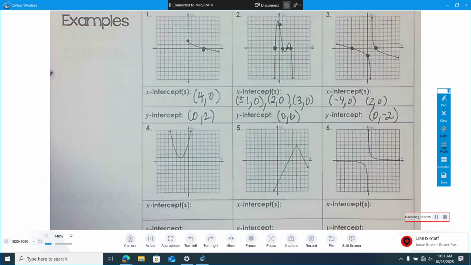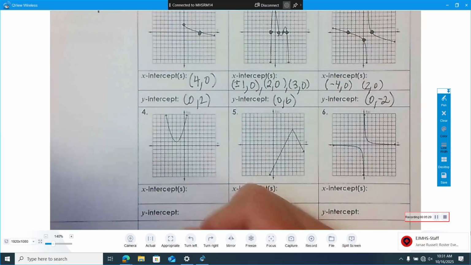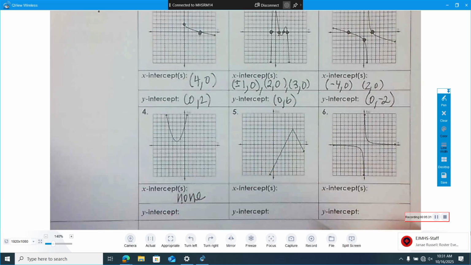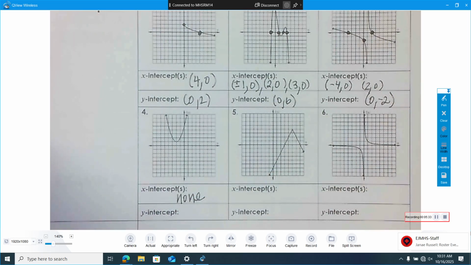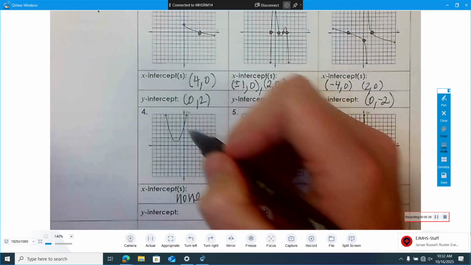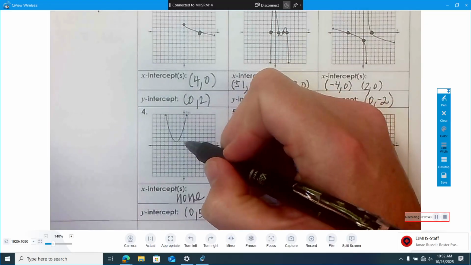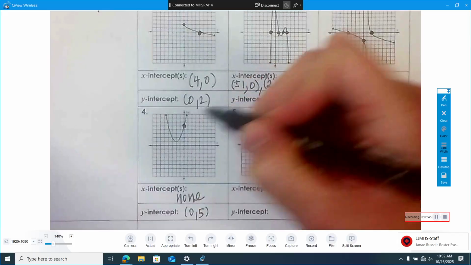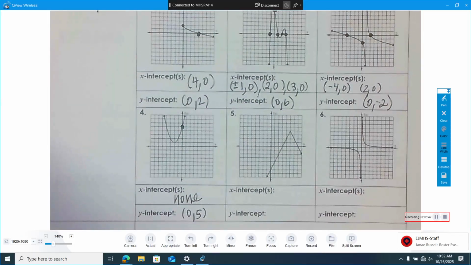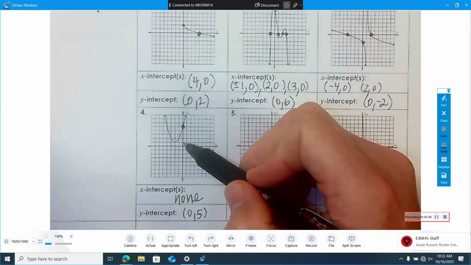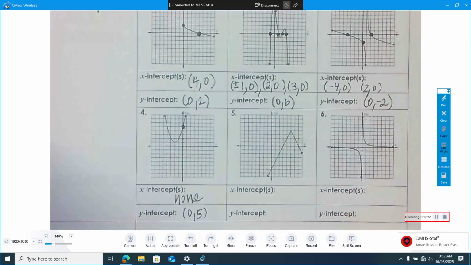Okay, 4, 5, and 6. Let's burn through. How many x-intercepts do we have here? None. Because it does not cross the x-axis. There are no x-intercepts. What's the y-intercept? 0, 5. 1, 2, 3, 4, 5. Yeah, I know. The boxes are small. 0, 1, 2, 3, 4, 5.